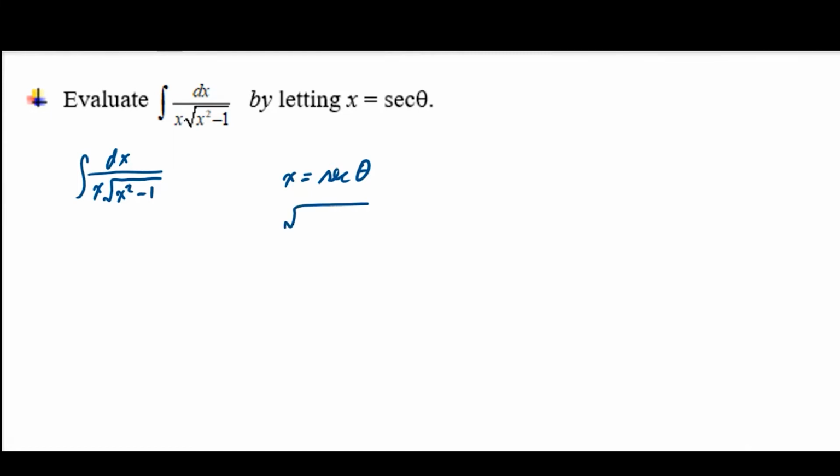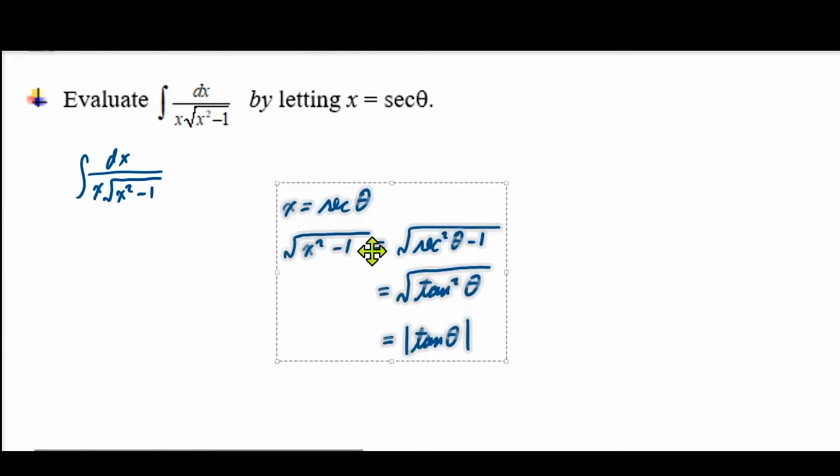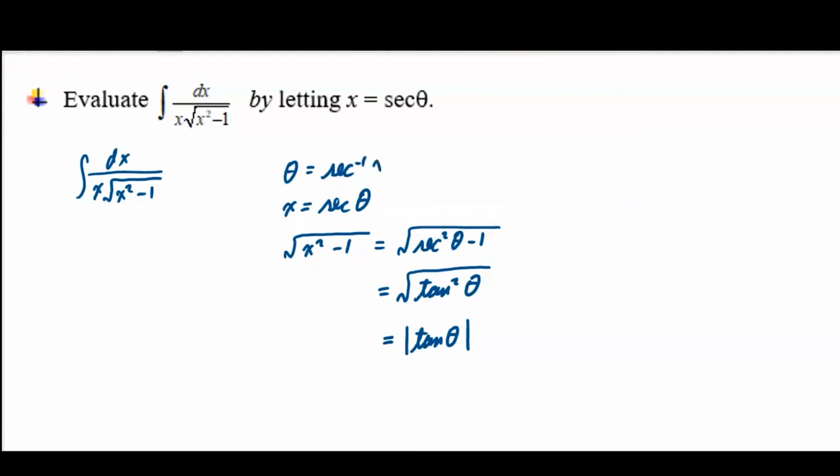And then let's see what this thing does. X squared minus 1, of course, will be the square root of secant squared theta minus 1. What is that thingy? Of course, that's tangent squared, isn't it? Say yes. Okay, and the square root of tangent squared theta, this one is not tangent theta. We have to use the absolute value. Why? The reason for this one is really what we are doing is theta is equal to inverse secant of x.